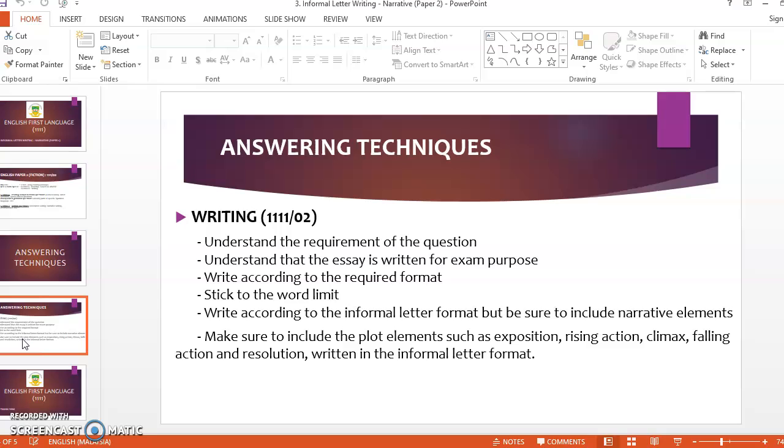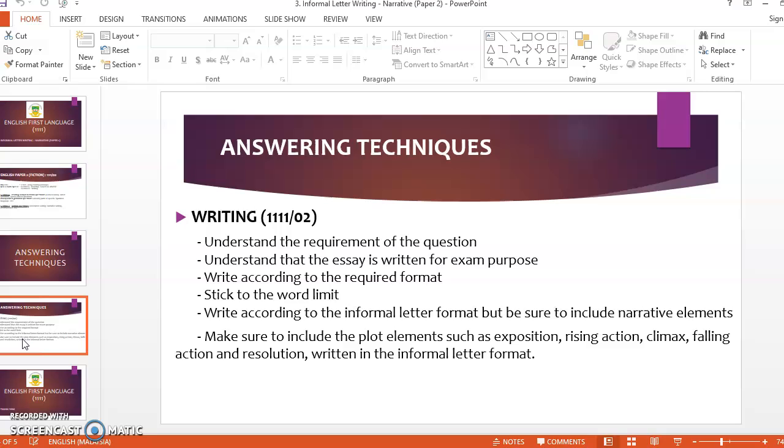Next part, write according to the required format. As we already know, we are writing informal letter writing, so there is a specific format that we need to follow, with the salutation, the contact part, and also the signing off part. That's the required format. Stick to the word limit: when we write for paper 2, the word limit is between 300 to 350. We do not want to write anything less than that, and we also do not want to overwrite, so we need to adhere to the word limit given.